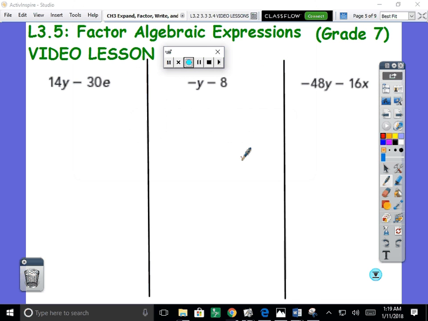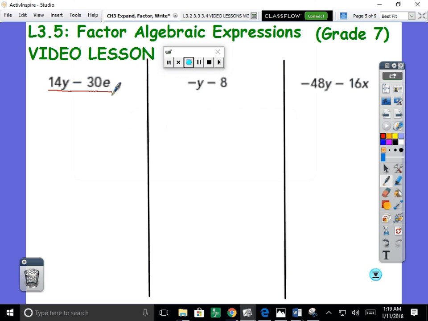So if we take a look at this first problem, we are given 14y take away 30e. Well, to factor something, it means I want to take away from. I want to break it into groups. So I'm really thinking to myself, what divides nicely into 14y and 30e? I'm actually showing a fraction bar here. I want to divide it up. I need to choose a common factor.